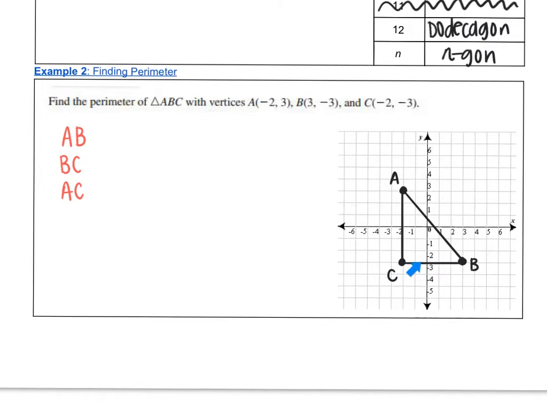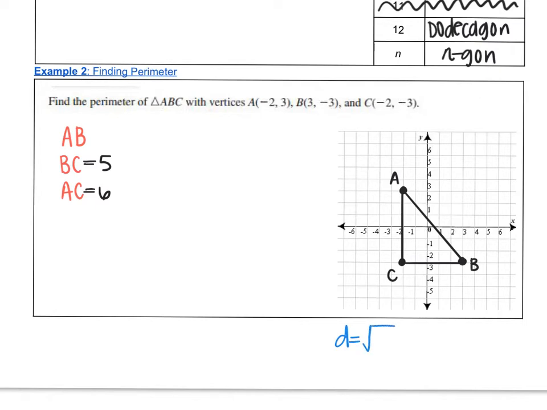BC is 1, 2, 3, 4, 5 units. So the length of BC is 5. Let's count AC. 1, 2, 3, 4, 5, 6. So the length of AC is 6. I can't just count a line that is not vertical or horizontal, so I have to instead use the distance formula. Worth noting, the distance formula, I'm going to write it down here.